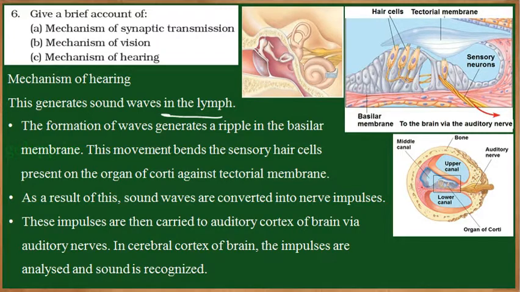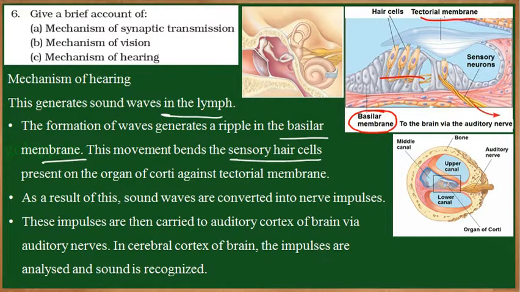In the middle canal there is a membrane called the basilar membrane, and on this basilar membrane the organ of Corti is present. On the upper canal there is a projection of a layer called Reissner's membrane, and this has the tectorial membrane on it. On the organ of Corti there are specialized sensory cells called hair cells. These sensory cells or hair cells are present on the organ of Corti, on the basilar membrane. And the tectorial membrane is a projection from the upper canal.